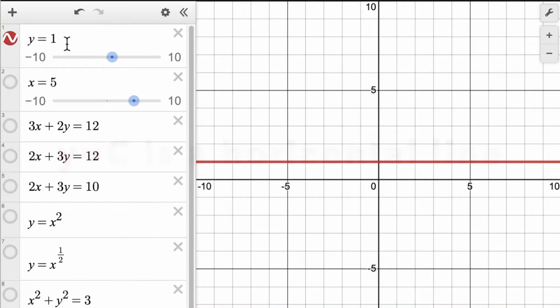When we see y is equal to 1, think that the y values are always equal to 1 for every x value. And it goes on forever and ever. X values can be anything.